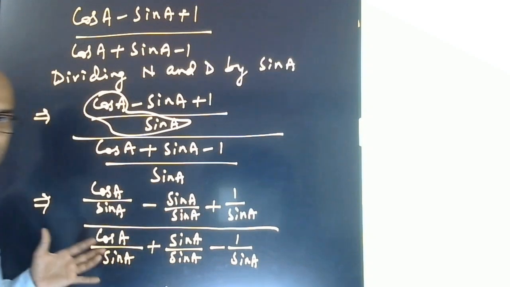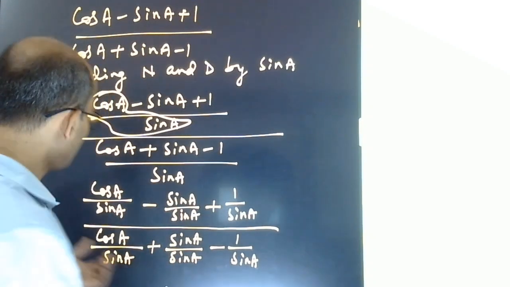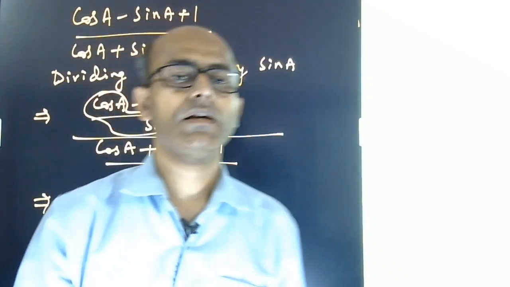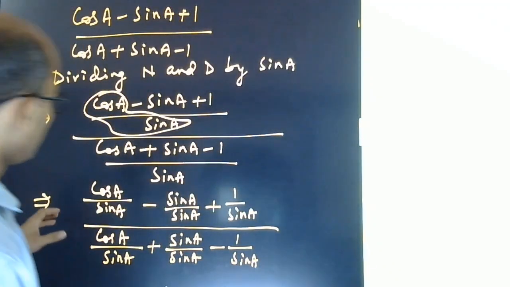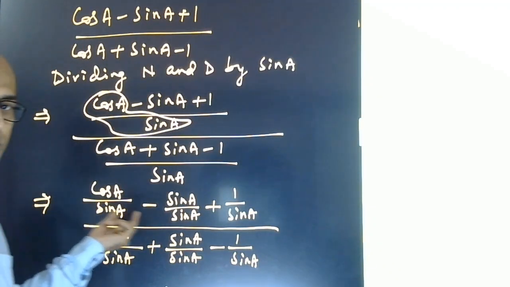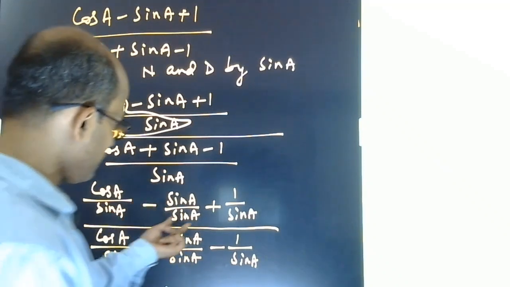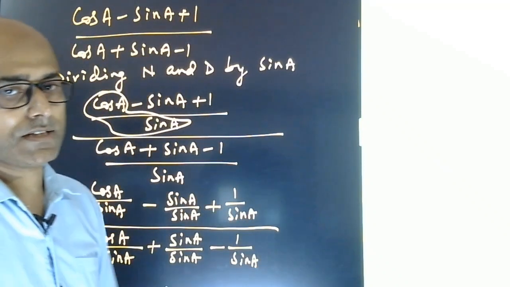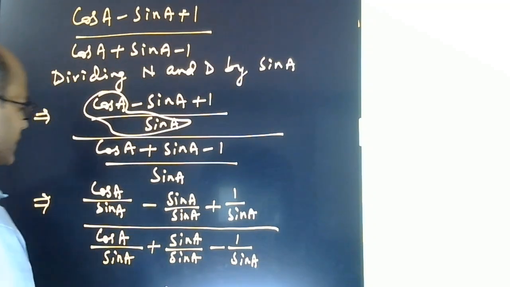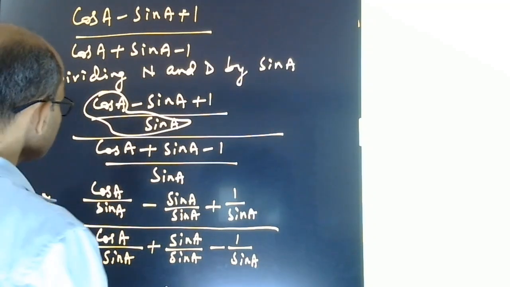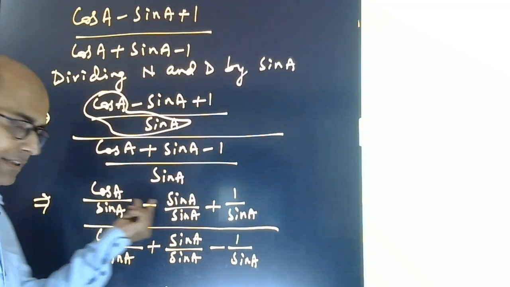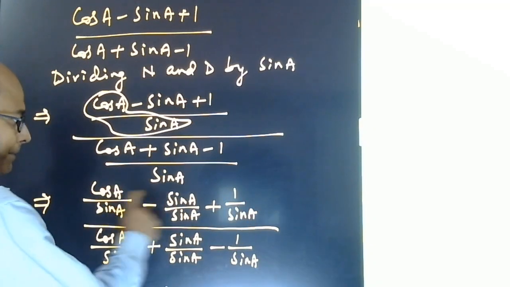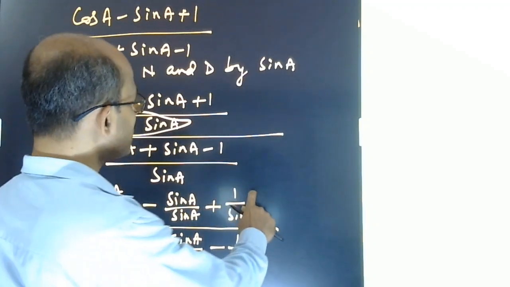Okay, just note down. If you are just going to note down, or if you are understanding, it's very good. If you have already solved, it's also very good. Okay, no problem. Let's see. Cos a upon sin a will become cot a. Sin a upon sin a will cancel, giving 1, and 1 upon sin a will give the value of cosec a. Okay, moving ahead. Cot a minus 1 plus cosec a.